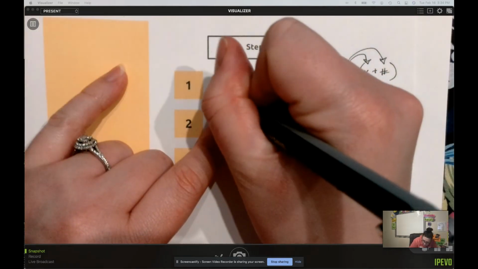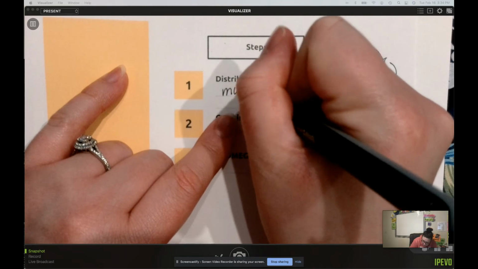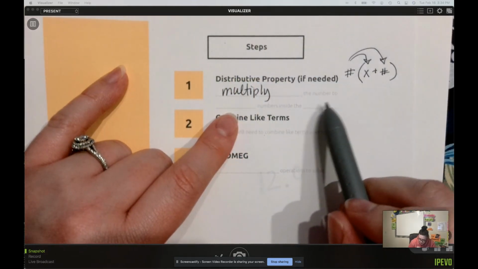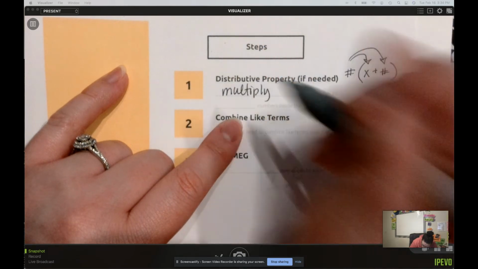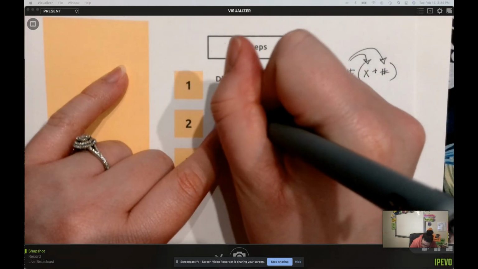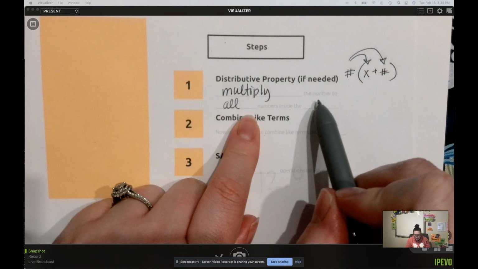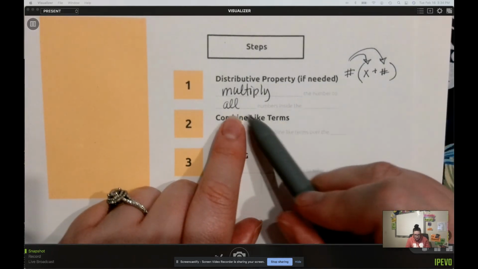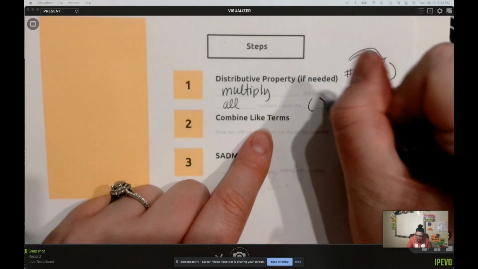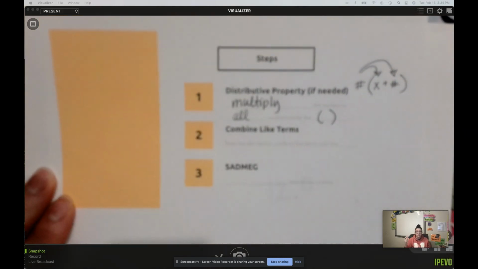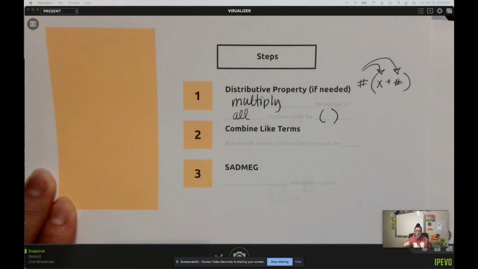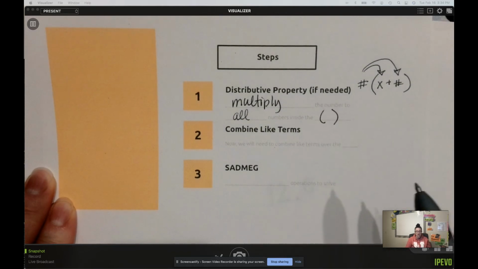So we need to multiply the number on the outside times all the numbers inside the parentheses. You might not have to distribute. That problem might not have the distributive property, and that's okay. But if it is there, you will need to do that.